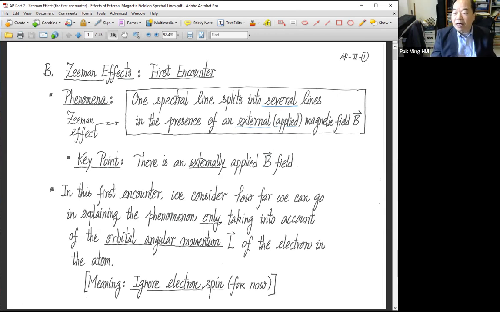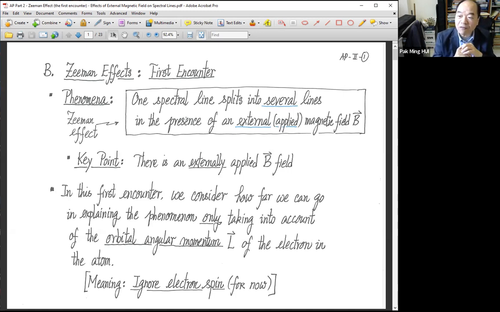So the first thing we would like to do is a very famous effect called the Zeeman effect. Again, this simple effect has driven the development of quantum physics. So this is the first encounter. After 60 pages of notes, we will have a second encounter of the Zeeman effect. So in this part, I will do the simplest version of the Zeeman effect.